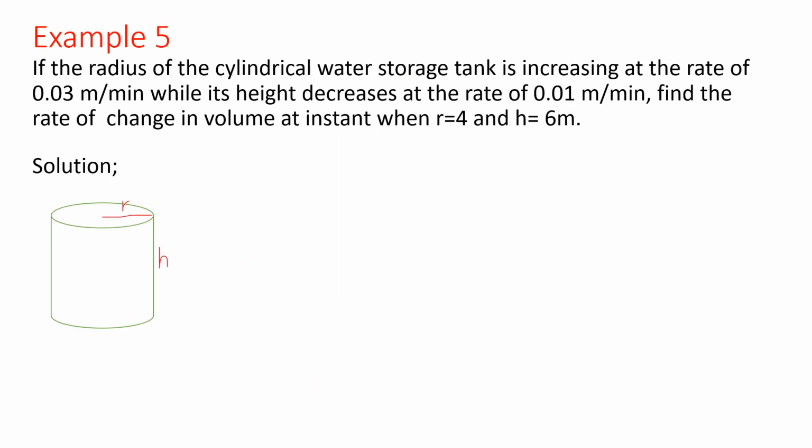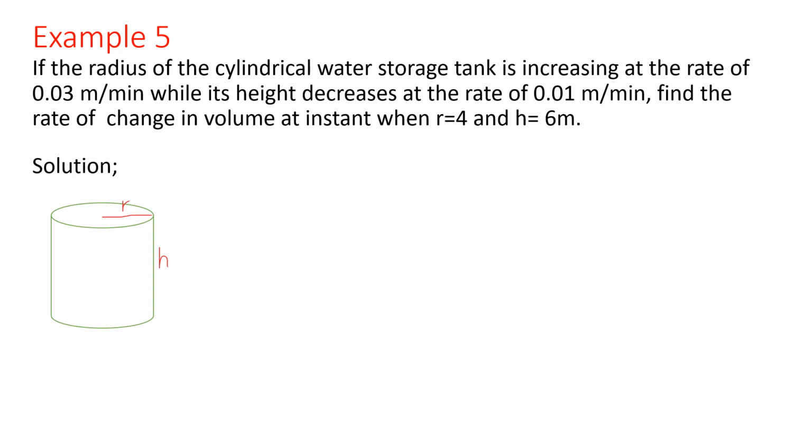For this example, if the radius of the cylindrical water storage tank is increasing at the rate of 0.03 meters per minute, its height decreases at the rate of 0.01 meters per minute. Find the rate of change in volume when R equals 4 and H equals 6.